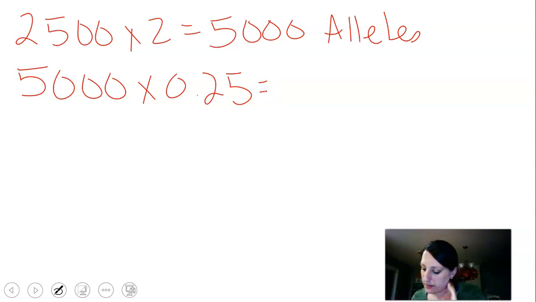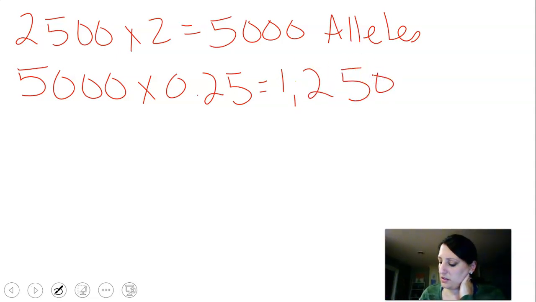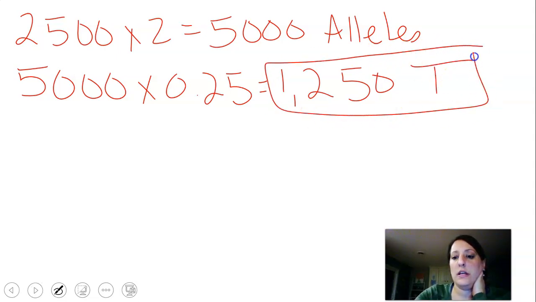And if I did my math right, that should be 1,250 alleles. So that's how many P, or I should say big T alleles there were in that original population. And that's how many big T alleles there still are in this population because we didn't lose any tall individuals. We only lost short. So we're going to use that number in just a second.